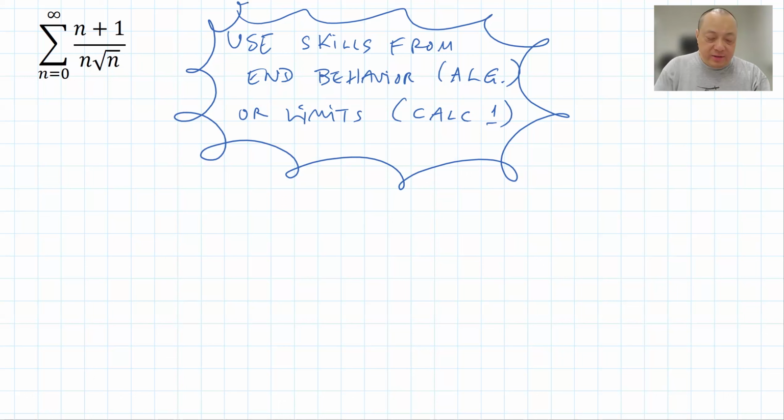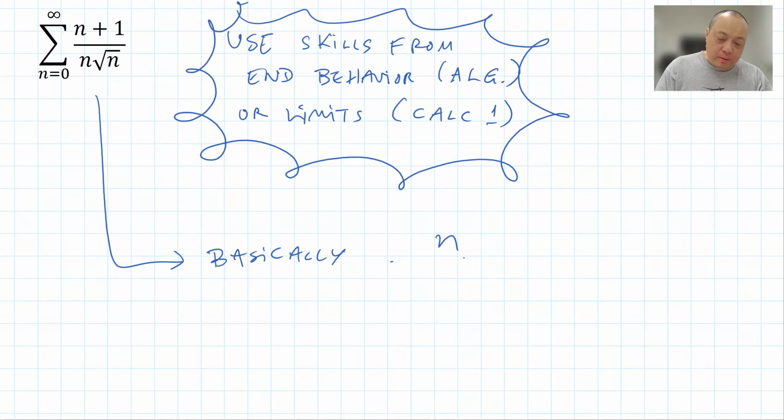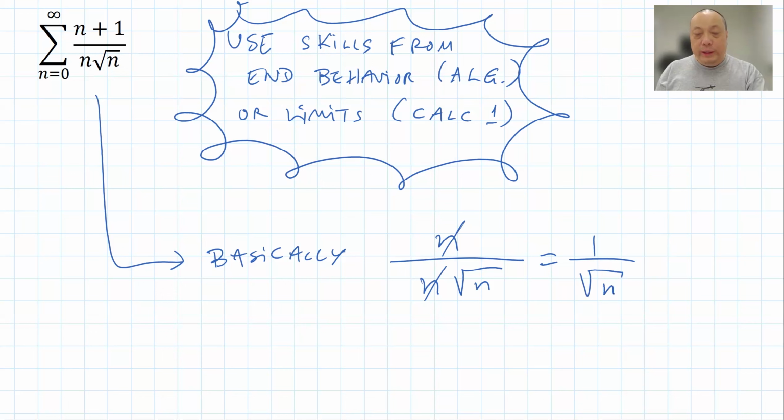Using that skill, I look at this and I say when n is large, then n plus 1 is basically just n. The numerator is basically just n, and the denominator is n squared n, and these cancel. And so this is basically 1 over the square root of n. What do I know about this 1 over square root of n? This is the same as 1 over n to the power 1/2. This is a p series where p is less than 1. This thing diverges.